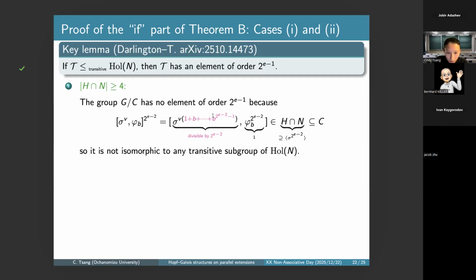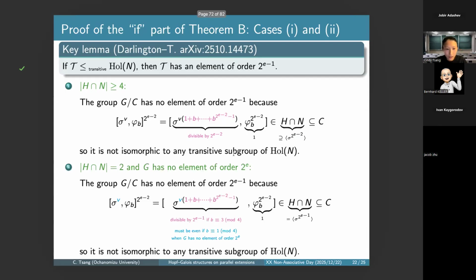And if you look at this part, one can show that the pink part here is divisible by 2^(e-2). But if the order is at least 2, then it contains this, which is in turn contained in C. So this group has no element of order 2^(e-1), so it's not even isomorphic to a transitive subgroup of Hol(N). The same thing holds when the intersection has order 2 and G has no element of order 2^e. In this case, the pink part here, if b is congruent to 3 mod 4, then it's divisible by 2^(e-1), which is contained in here, which is in turn contained in C, so it's okay.